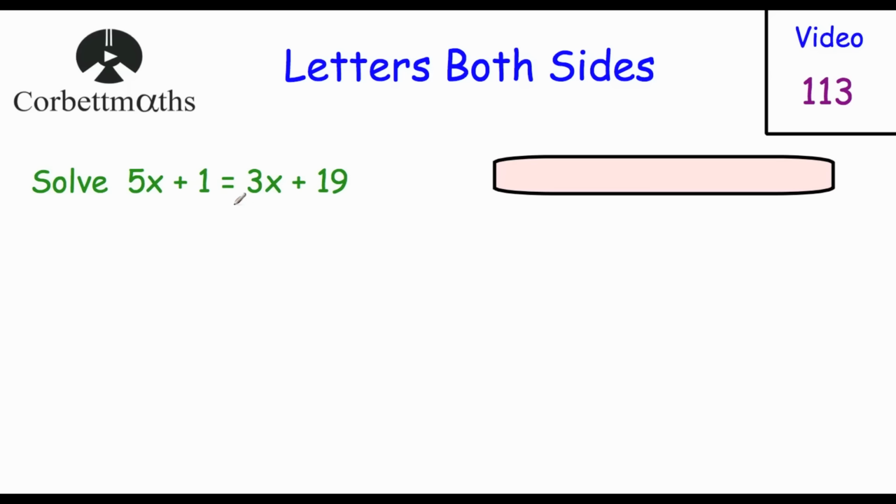And remember, we do the inverse to both sides. So if I want to get rid of 3x, I'm going to take away 3x. So minus 3x and minus 3x.